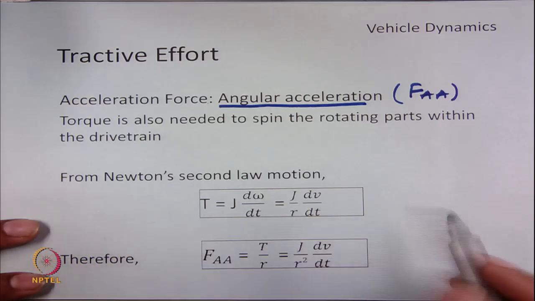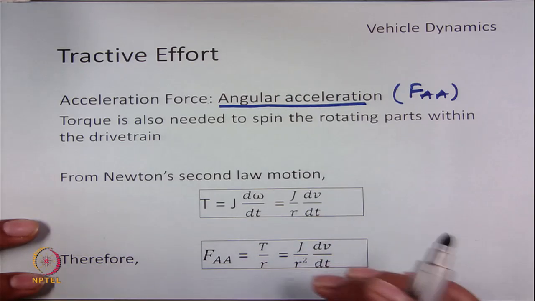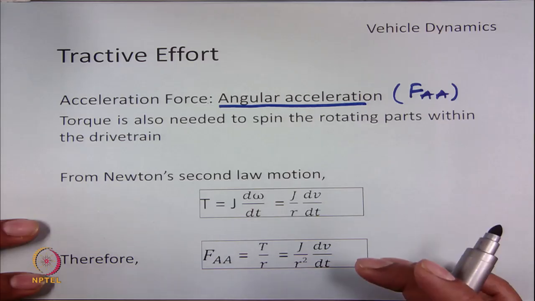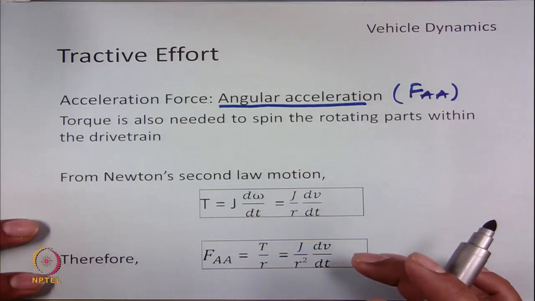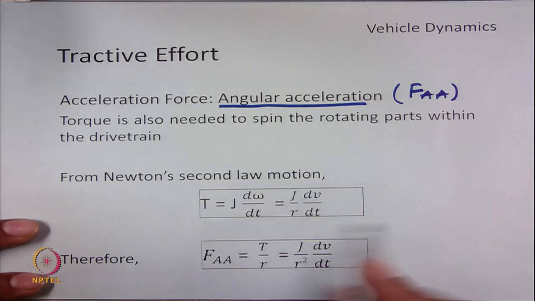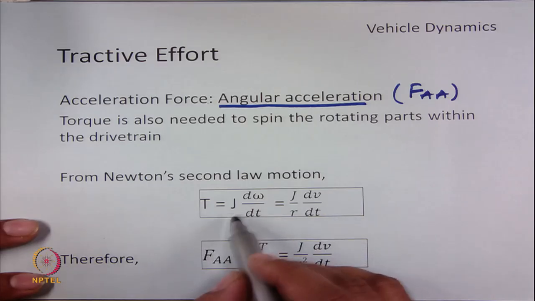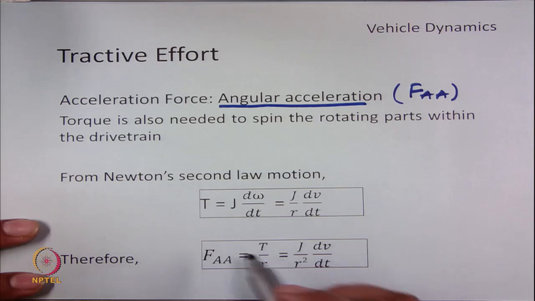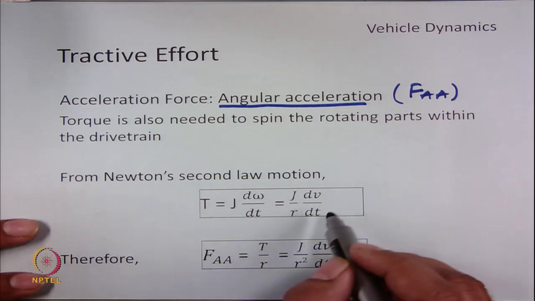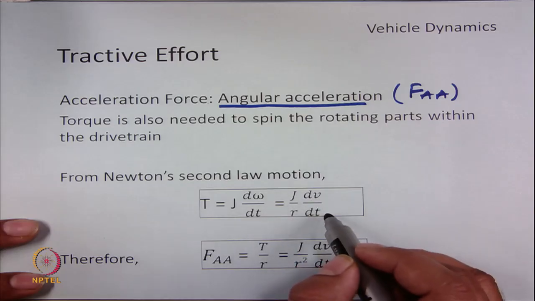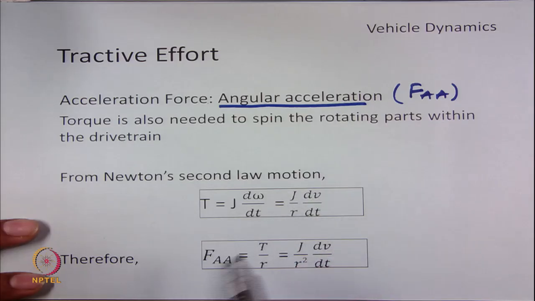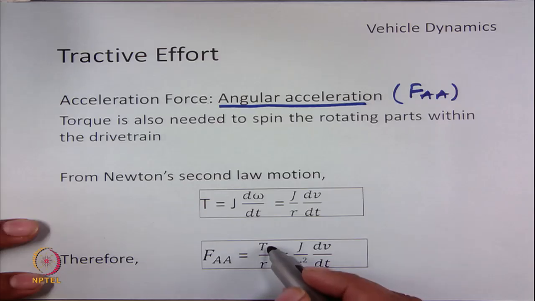So, we all know that if we have, let us say, a moment of inertia because of the machines or any drivetrain transmission system, we can say the torque required is equal to moment of inertia into d omega by dt. And if you know the radius of the system, we can write it as J by r dv by dt. But if we want to convert this torque into the corresponding linear force, it has to be divided by the radius, and then this formula becomes FFA equal to J by r square dv by dt.